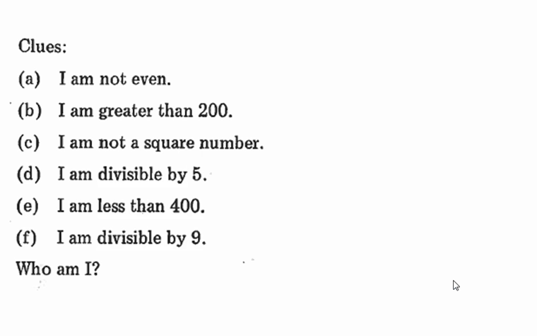So again, one of the things you want to look for is the clue that makes the most sense for you, and not necessarily just grabbing the clues in order, because if you just go with the first one, I'm not even, then you still have all of the possible odd numbers. So as you cruise down, I'm greater than 200, I'm not a square, I'm divisible by 5, I'm less than 400. So I think probably B and E are good places to start, because we have I'm greater than 200, less than 400. So you know it's somewhere between 200 and 400. So that helps narrow things down.